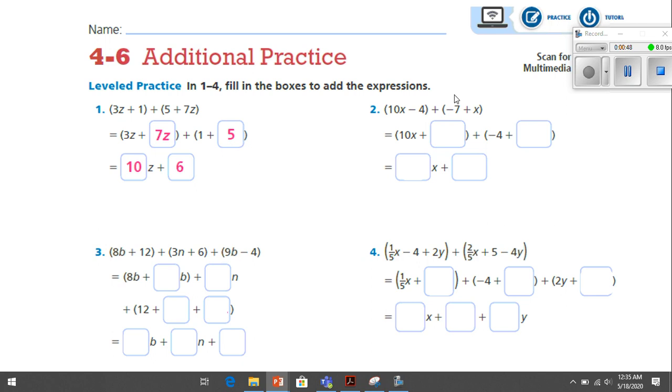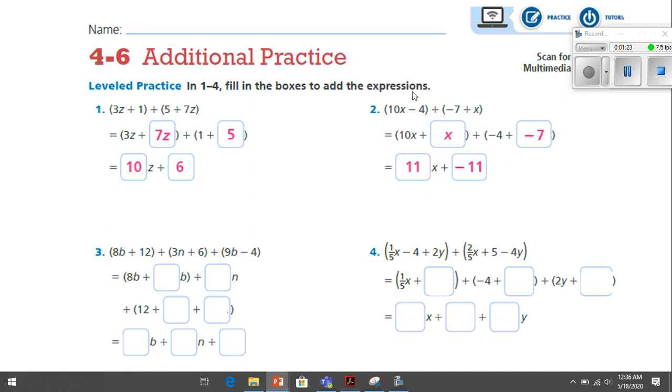Number 2 has 10x minus 4 plus negative 7 plus x. Again, we're going to put our x's together. So this is 10x plus, you guessed it, x. And this would be negative 4 plus, of course, we have negative 7. Well, 10x plus x would be 11x, and negative 4 and negative 7 will make a negative 11. That gives us the expression, I should say, 11x plus negative 11.